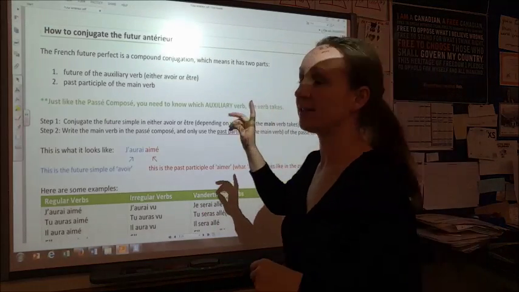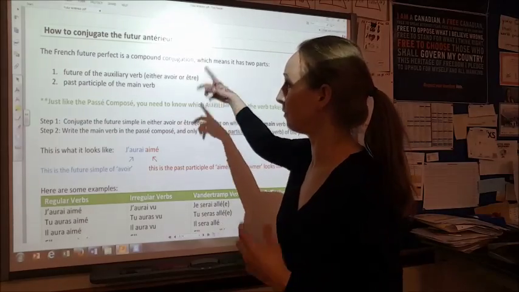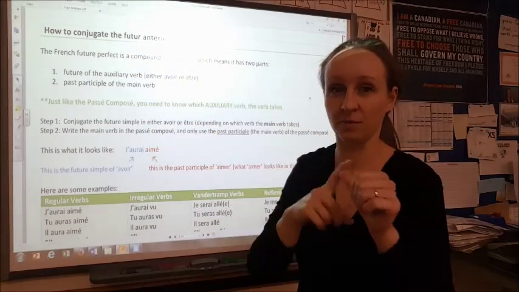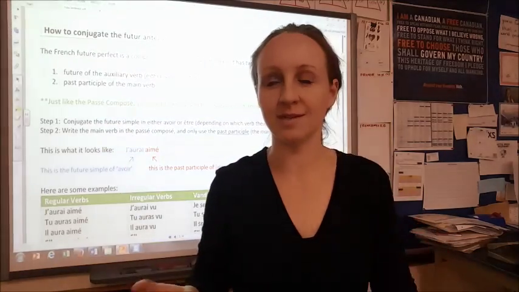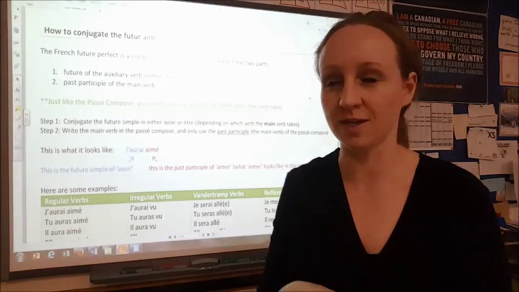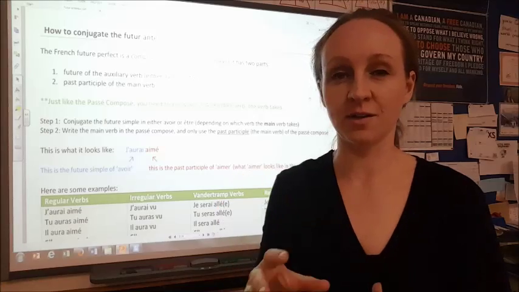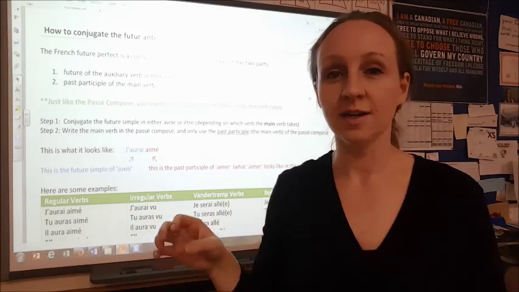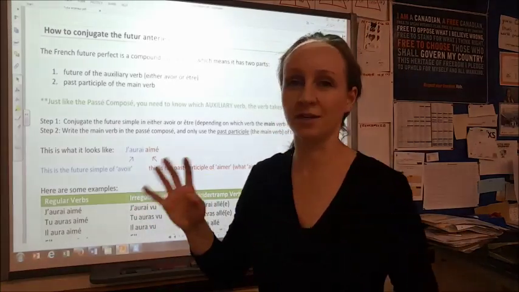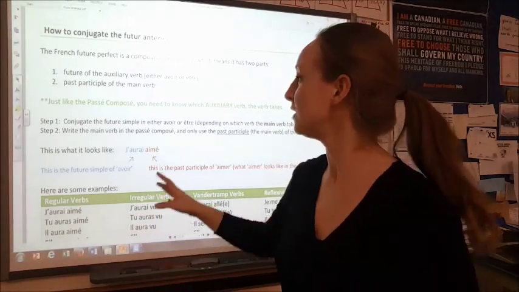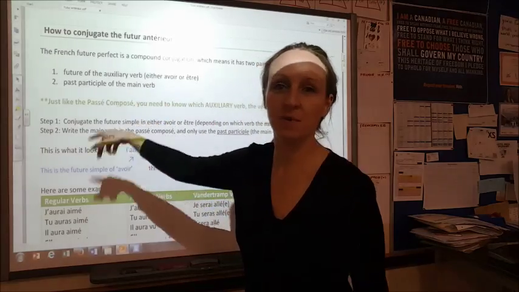So conjugating the futur antérieur, there's actually three things that are part of this verb tense. We have the pronoun, the person. Then we have the auxiliary verb, which is just like the passé composé, and it's actually crazy how similar this is to the passé composé. The auxiliary verb is either going to be avoir or être. It's not going to be another verb, so it's nice that you just have a choice of two verbs, and not even a choice, there are very specific rules as to which takes which. And then you have the past participle of the main verb.